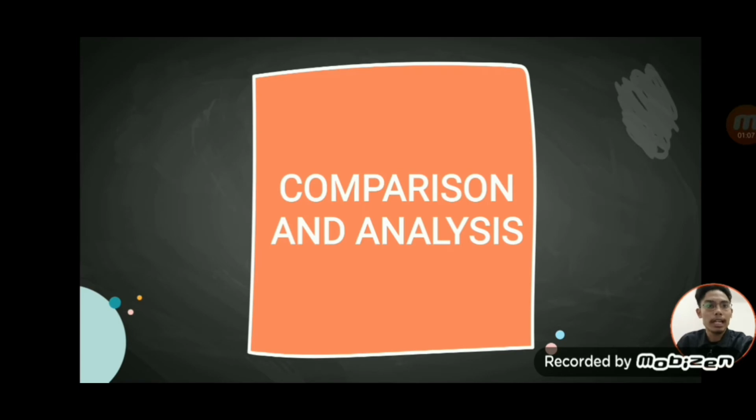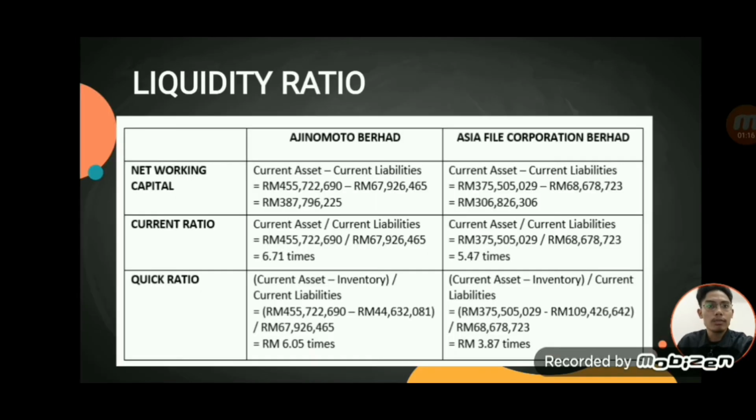Next is the comparison and analysis for the ratios that we have calculated before. The first one is the liquidity ratio. For net working capital, it shows that Ajinomoto Berhad has a better performance than Asia File Corporation Berhad, as Ajinomoto Berhad gained more profit than Asia File Corporation Berhad. This is because Ajinomoto Berhad has better management of its inventory and its accounts receivable. For the current ratio, Ajinomoto Berhad has a better ratio than Asia File Corporation Berhad.